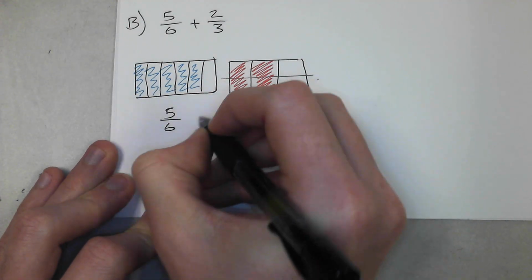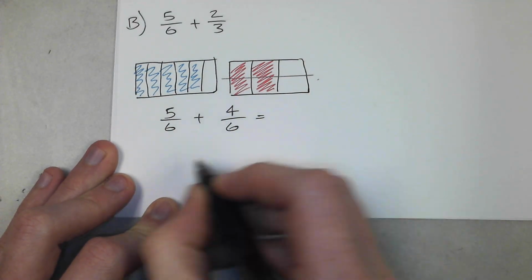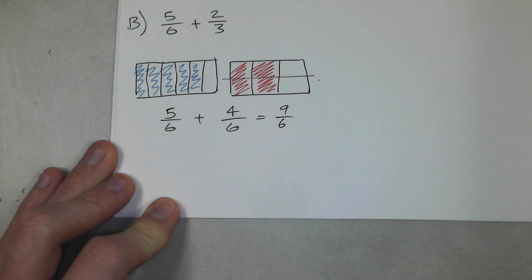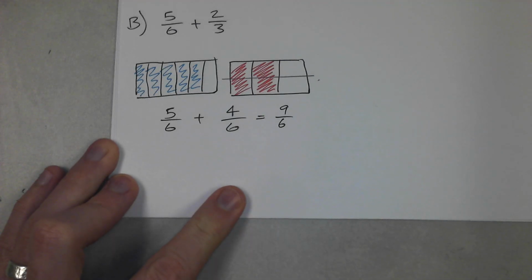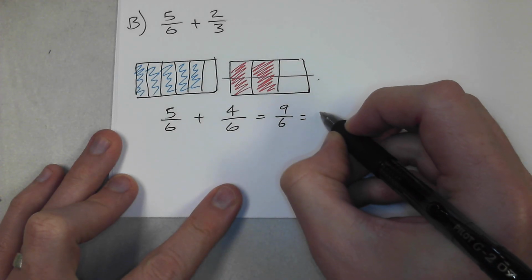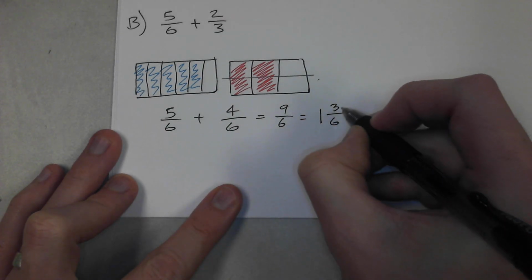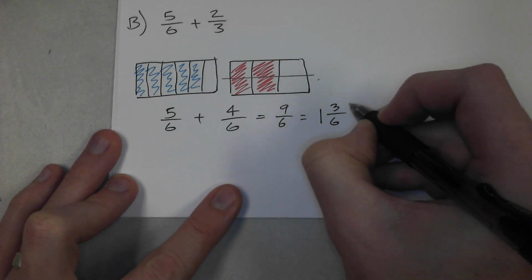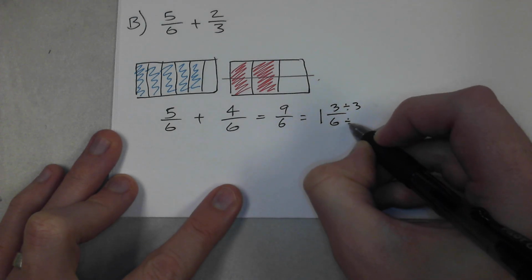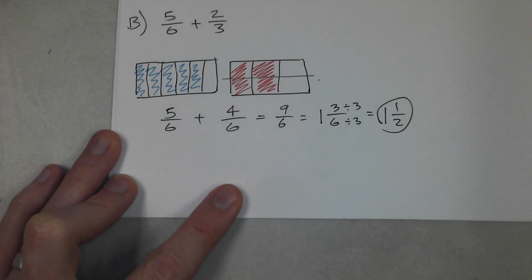Here we have 5/6 plus 1, 2, 3, 4/6. When I add this, I'm going to get 9/6. That's an acceptable answer, but that's a fraction greater than 1. We can take that one step further and convert to a mixed number, getting 1 3/6. We can take that one step further by recognizing that 3 and 6 share a factor of 3. If we divide both by that factor of 3, we get 1 and 1/2.